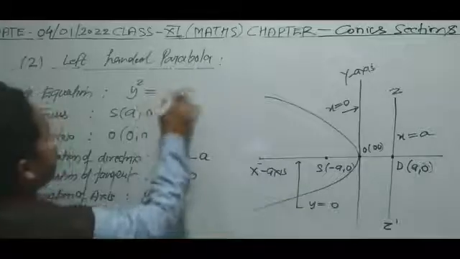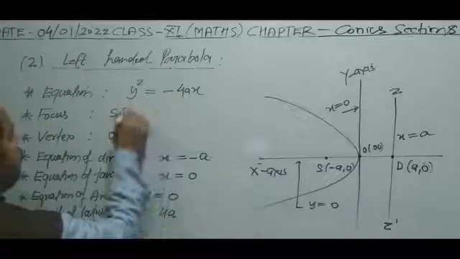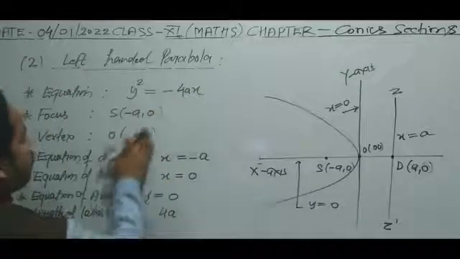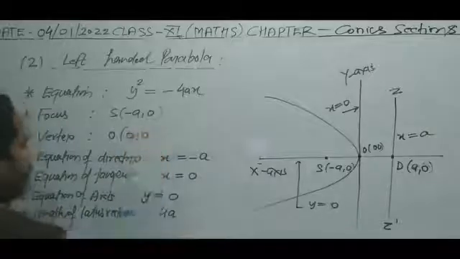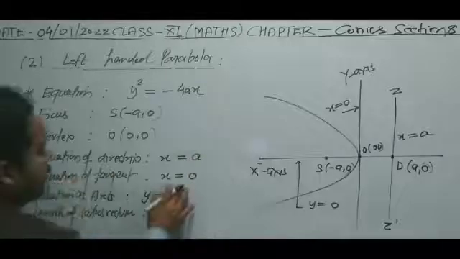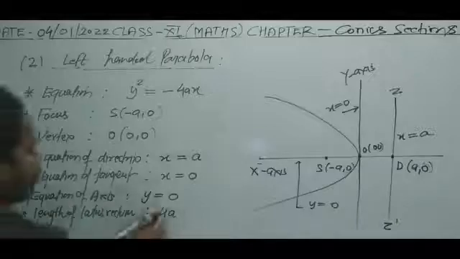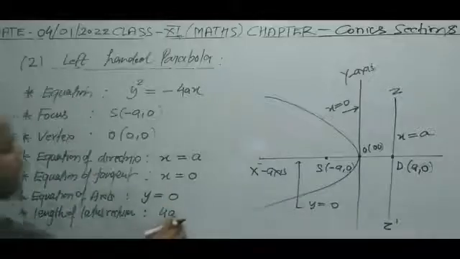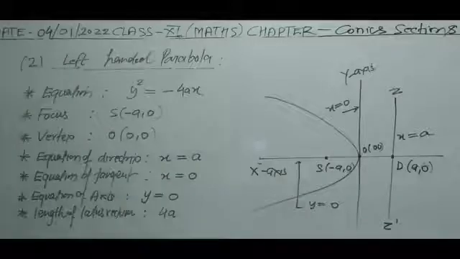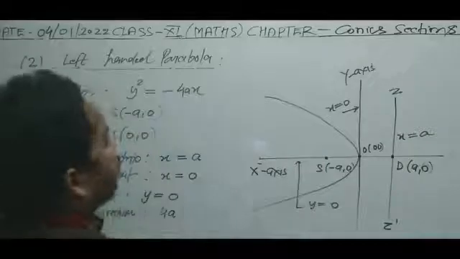So this equation will be y square is equal to minus 4ax, this coordinate will be minus a comma 0, this coordinate will be 0 comma 0. Equation of directrix will be x is equal to a, equation of tangent will be x is equal to 0, equation of axis will be y is equal to 0, and length of latus rectum will be 4a. This is the same for left hand parabola. So this parabola is open in the negative direction of the x-axis.